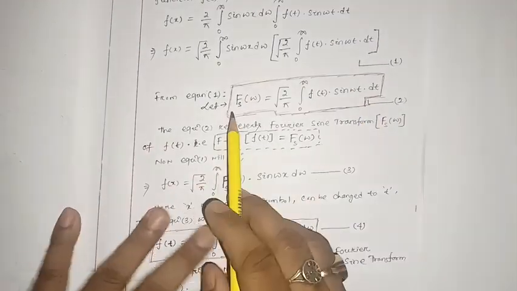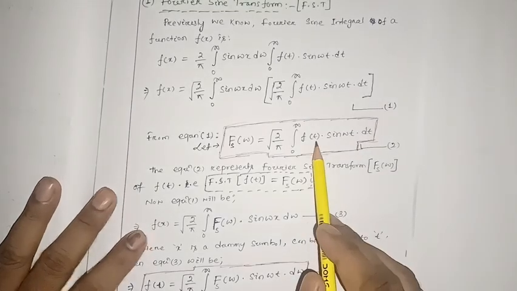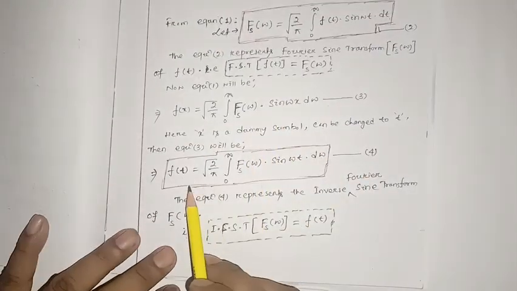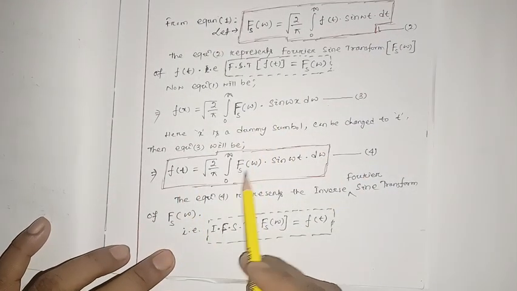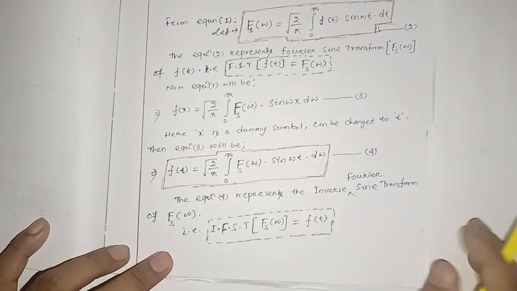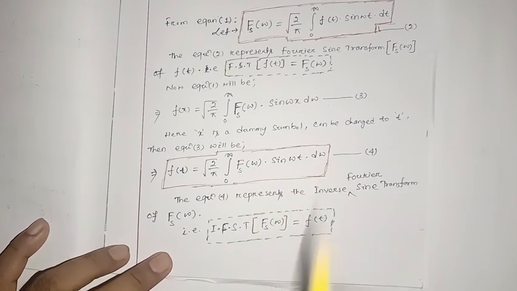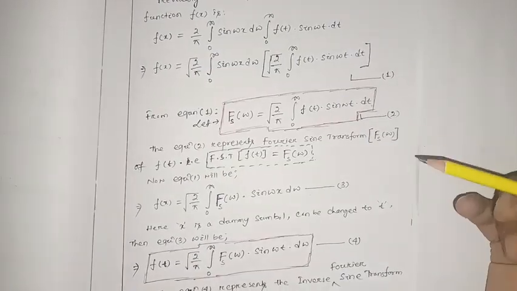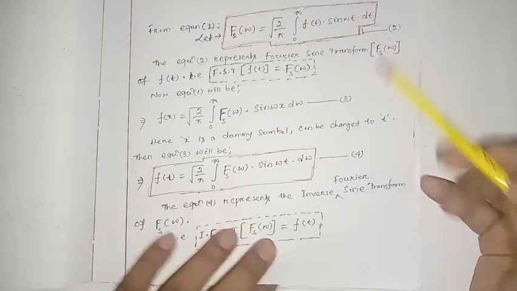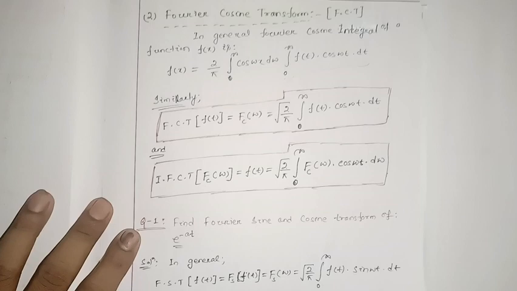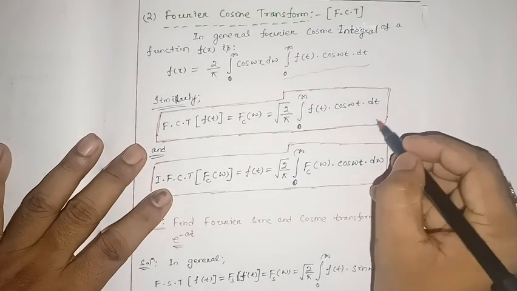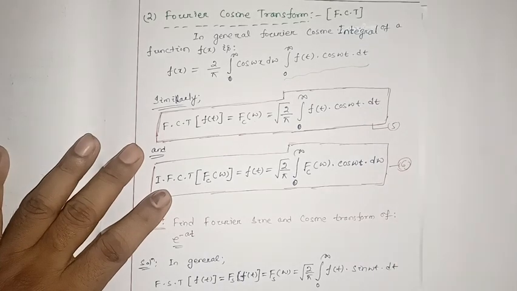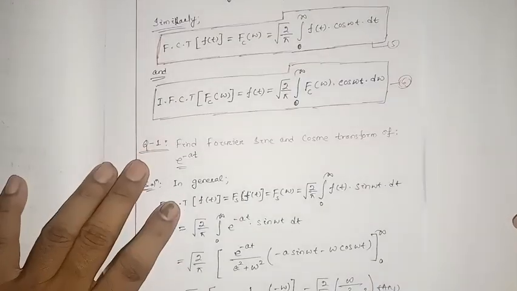Same thing here. The Fourier sine transform of a function f of t means f of t into sine omega t dt. The corresponding inverse Fourier transform is fs omega sine omega t d omega. That means integration with respect to d omega. So you just remember these 4 integrals: equation number 2, 4, 5 and 6, the Fourier cosine transform and inverse Fourier cosine transform.